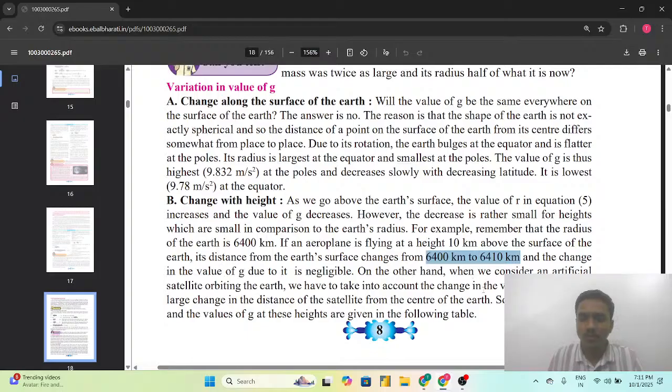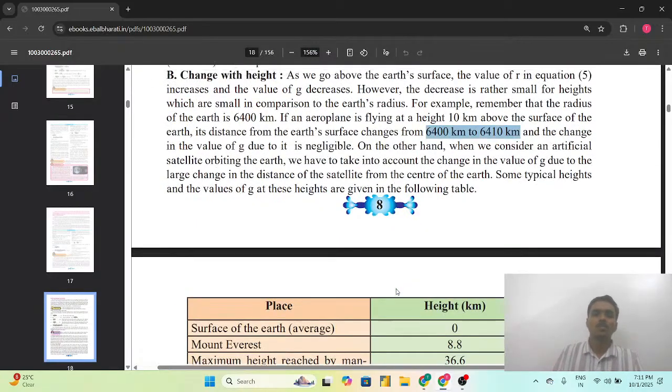On the other hand, when we consider an artificial satellite orbiting the earth, we have to take into account the change in the value of g due to the large change in the distance of the satellite from the center of the earth. Some typical heights and the values of g at these heights are given in the following table.